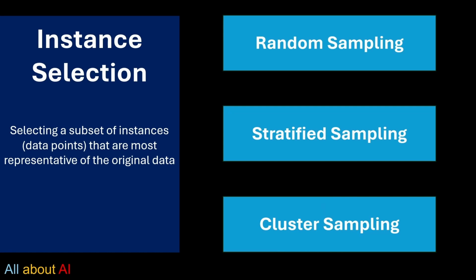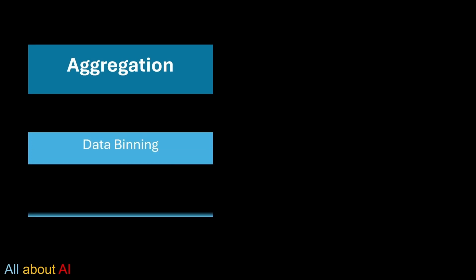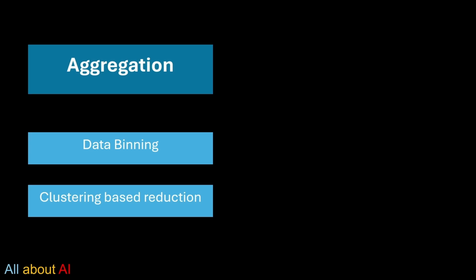Cluster sampling. In this case, it divides the data into clusters and randomly selects clusters to create a subset. Aggregation. In aggregation, we have data binning and clustering-based reduction.